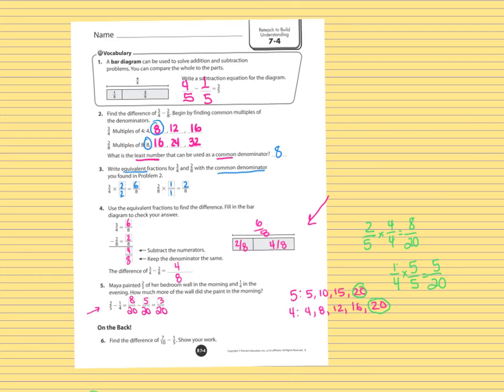All right, so on the back, I would like you to work this problem. Find the difference: 7/10 minus 1/5. So go ahead and do that on the back or in the margin. I'm going to go do my work up here and then come back and watch.